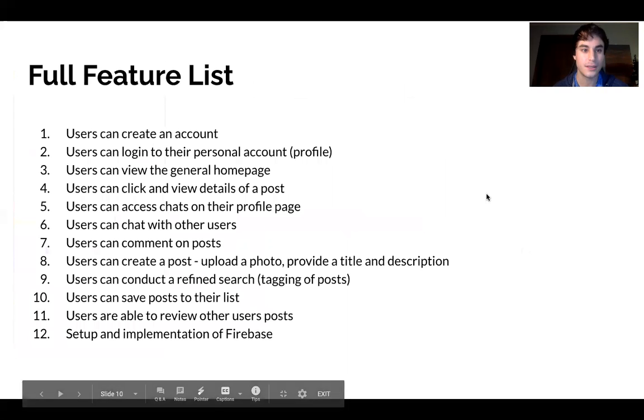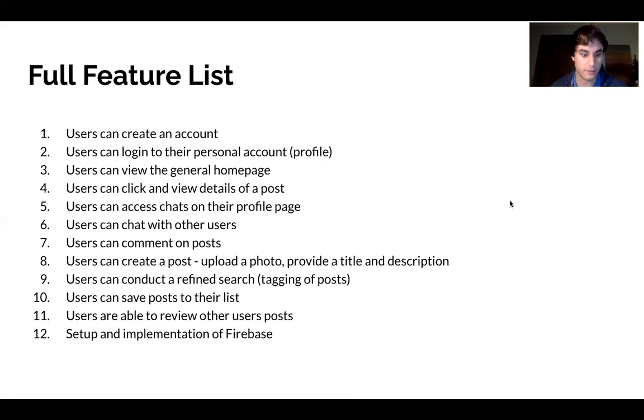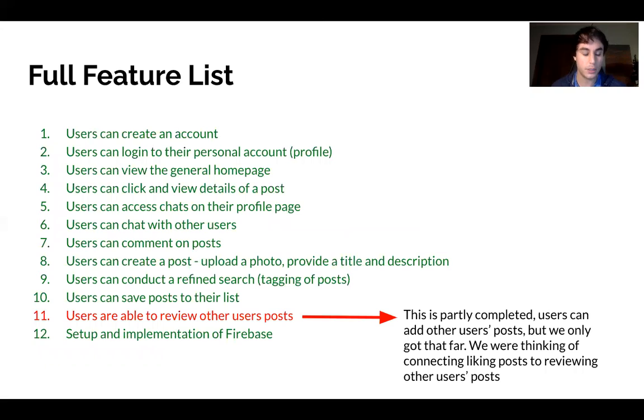Cool. So here is the full features list that we started with from the beginning. We had 12 features, from creating an account, logging in with a personal account, viewing the general homepage, clicking and viewing details of a post, all the way to just setting up and implementing Firebase. And we were able to actually implement all but one of them completely. The 11th feature, users are able to review other users' posts, is partly completed. Right now, we were thinking that this can sort of be done through the liking other posts schema that we started off with. But we just weren't able to get through the whole crux of this, but we were able to get the liking part, which was pretty cool.